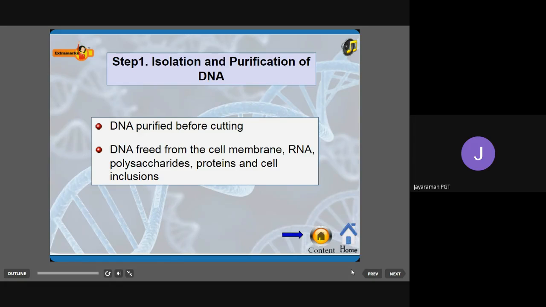So various enzymes are used according to the cell, plant cell or animal cell. Plant cells additionally have a cell wall, so you need to add cellulase. For fungus cells, pectinase enzyme is added. Remember, that is known as the isolation of DNA. From the cell, we have to separate the DNA alone. The easy method is simply to add enzymes, but don't add DNase.